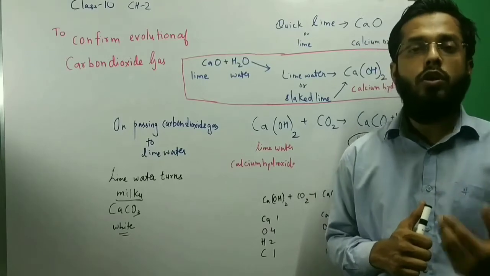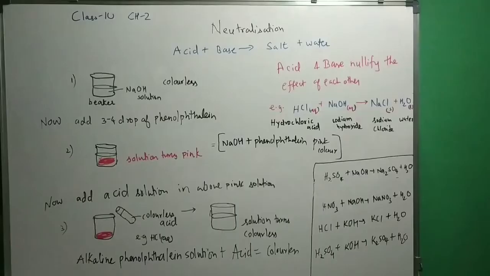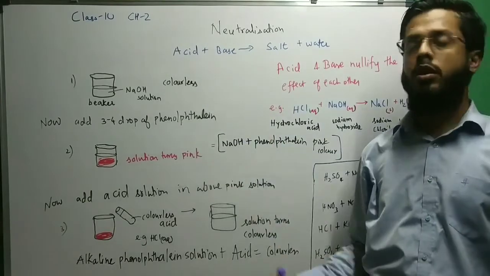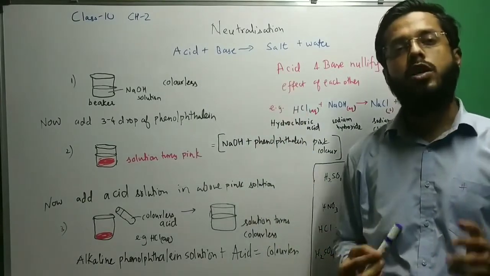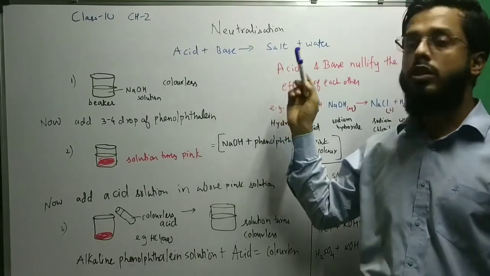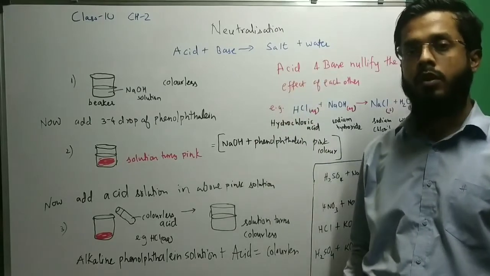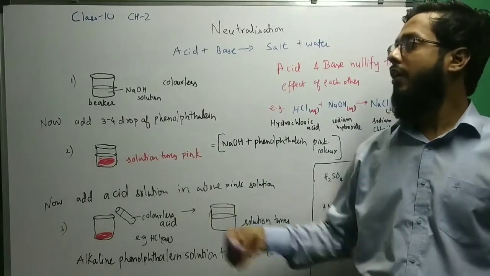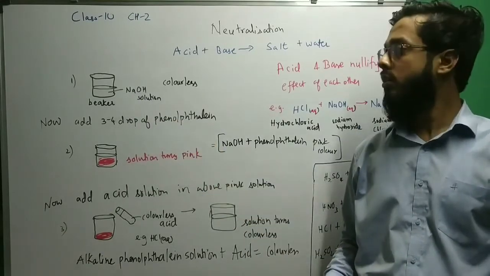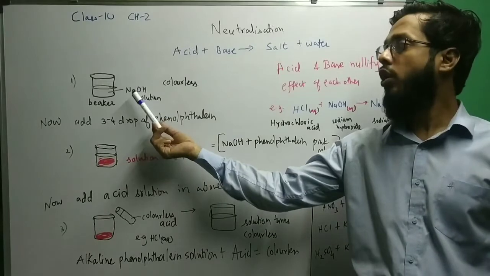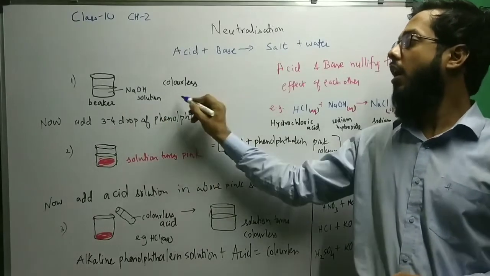Now let's talk about neutralization reaction. So dear students, in a neutralization reaction, acid reacts with base to give salt and water as the only products. When acid reacts with base, we get salt and water only. Let's see through an activity. Let's take a beaker and fill it with sodium hydroxide solution. Sodium hydroxide is a base, or we can say an alkali. We know that it is a water soluble base, so we can call it an alkali.